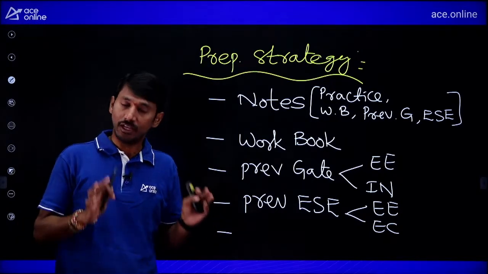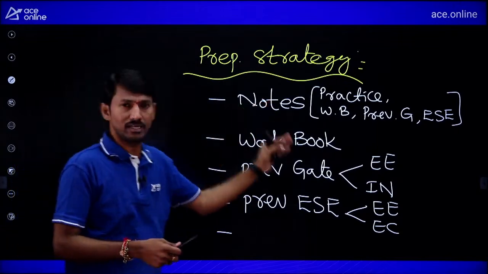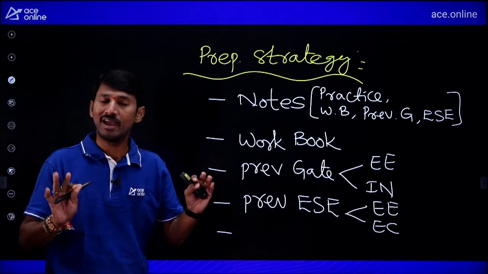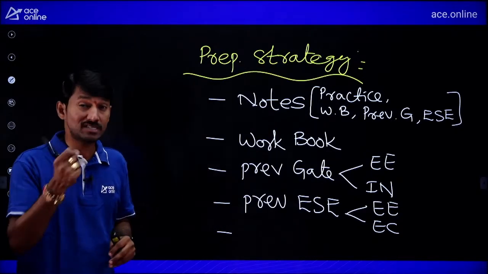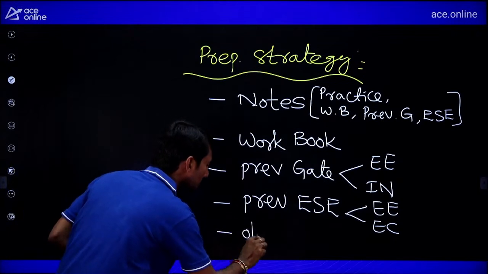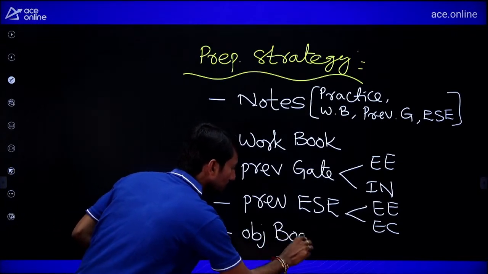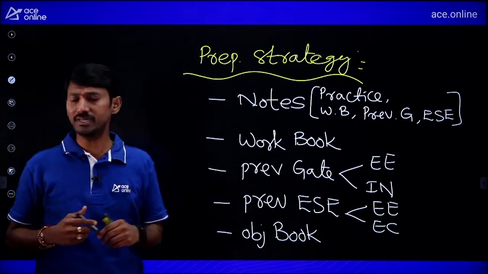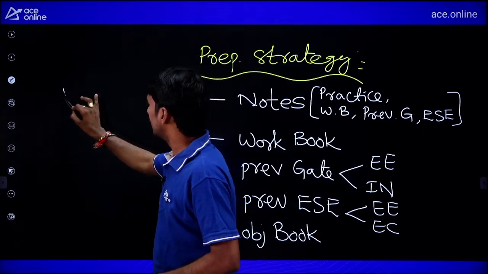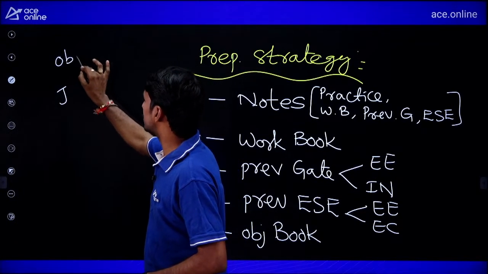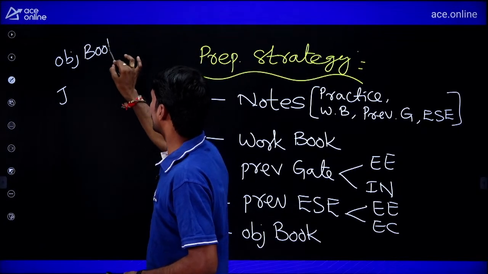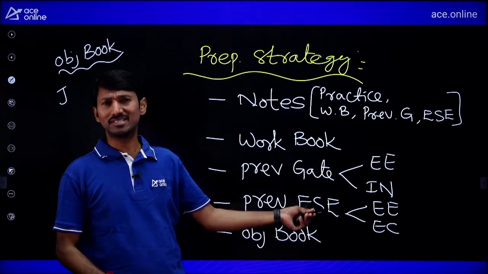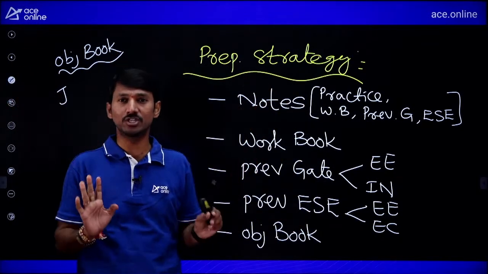But still, if time is there, suppose you are going very fast, your grasping power is good, you are practicing more and more, doing more work, hard work or smart work as you wish. But still, you need to go for an objective book. For my subject, branch-wise, one book is there. I'm giving the objective books list also. Objective book means all objective questions will be given. In this also, all previous GATE, previous ESE, and other state-level examination questions will be covered.